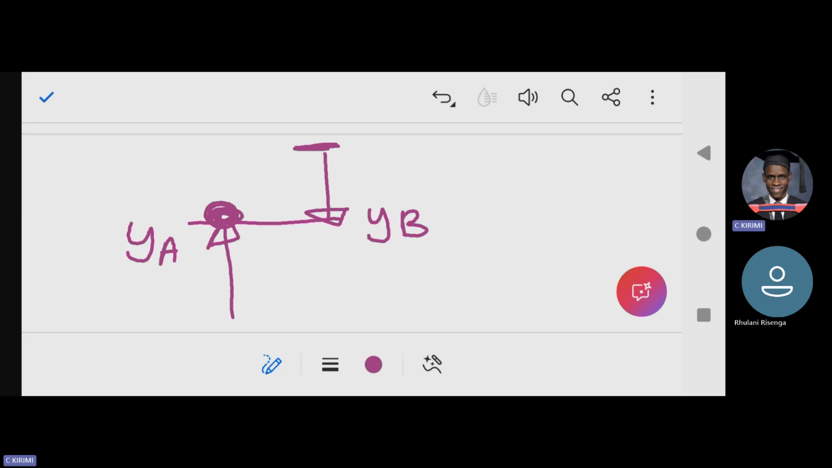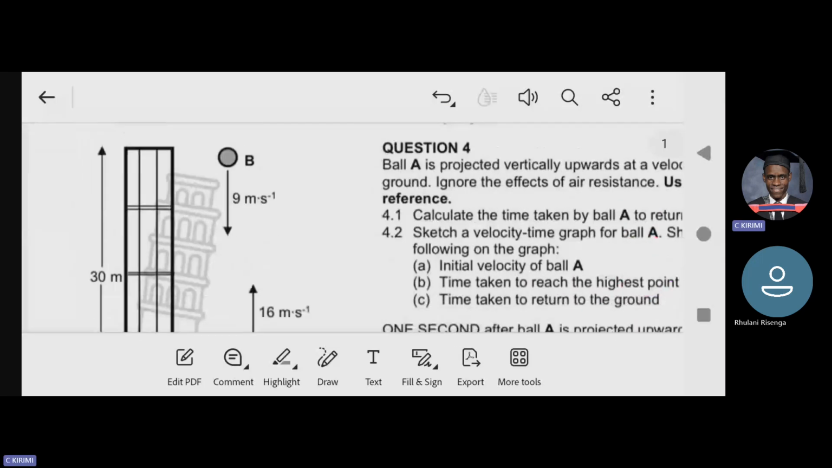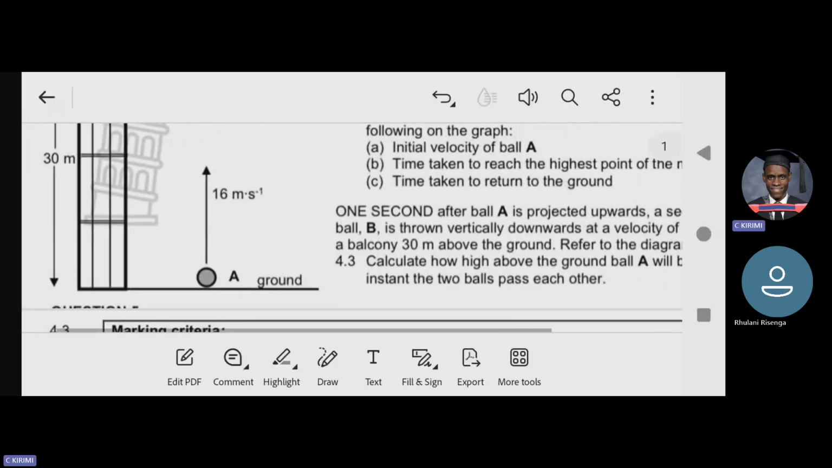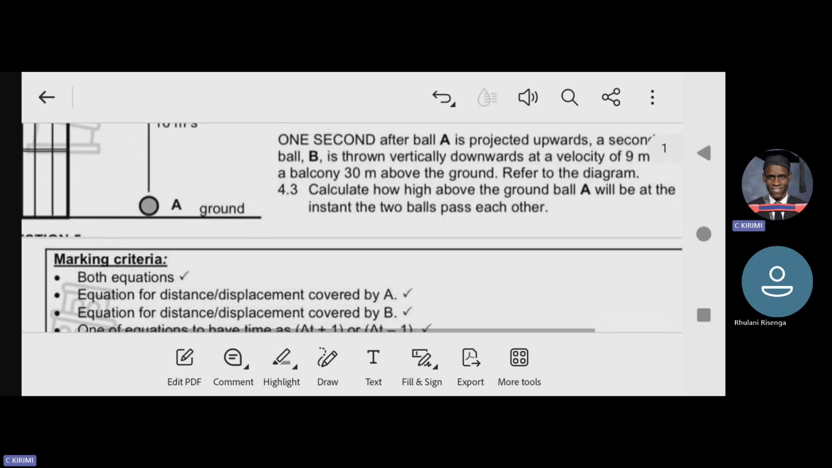After we've considered the delay. So this is your ground, your reference point, and this is the top of the building. So this is the motion, what is happening. So the question now is asking the height. The question itself was asking, they are saying calculate how high above ground ball A will be at the instant the two balls pass each other.